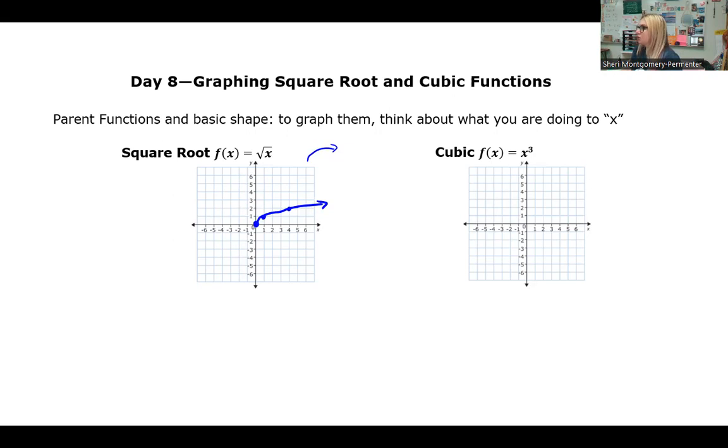We're going to take that basic shape and move it up, down, left, right, and we could reflect it. But it's still going to have that same basic shape. One thing that's really important is this starting point right there. That's our starting point, and it has a very special value. When we get our equations, it's going to be HK.